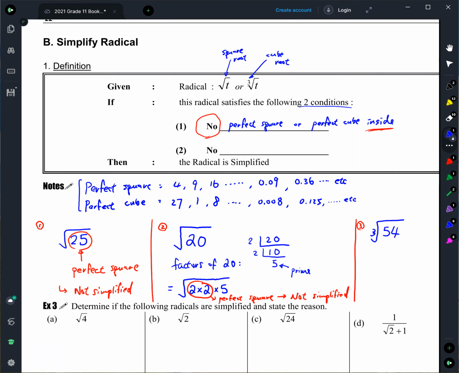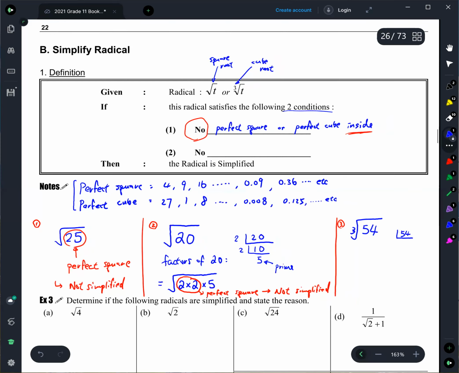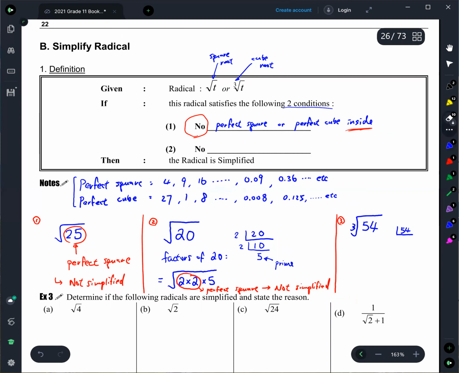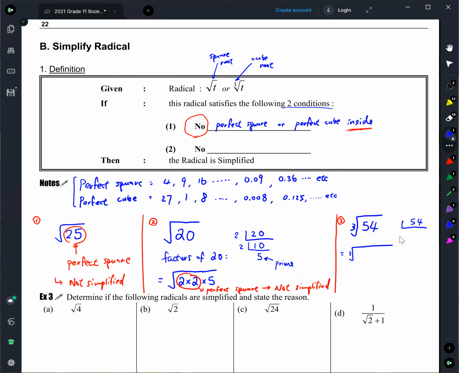I'll let you do the box by yourself. Put 54 and think about the numbers that can go into it. Usually we use prime numbers. You start with a 2 and then keep on dividing and break it down into prime factors. Please write out the factors of 54. After you got the factors, please raise your hand.